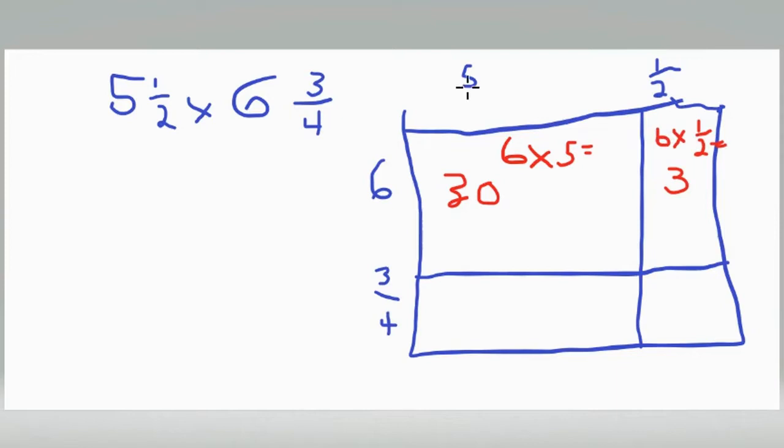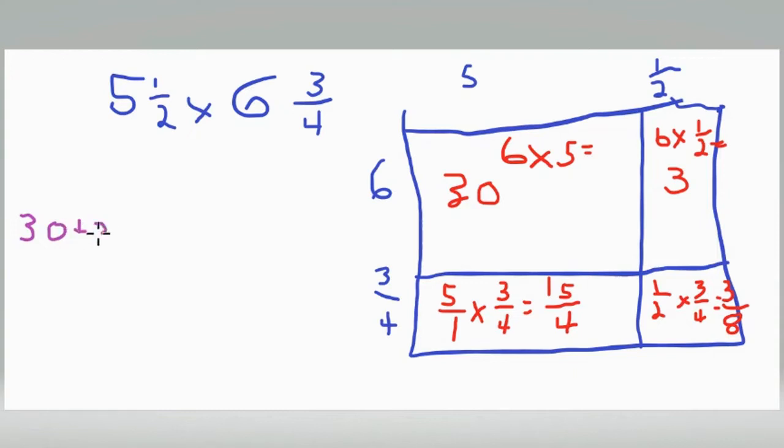So now we have 3/4 times 5, or 5 times 3/4. I'm going to go ahead and write it as 5/1 because that means the same thing as 5. Okay, so we have 15/4. Next, we're going to do 1/2 times 3/4. And so we have 1 times 3 is 3, and 2 times 4 is 8. So we have 3/8.